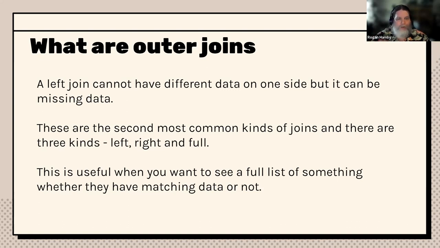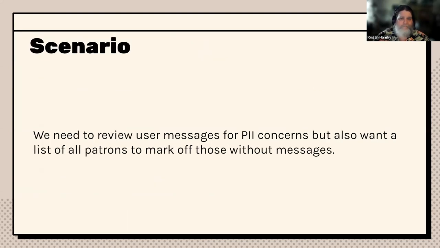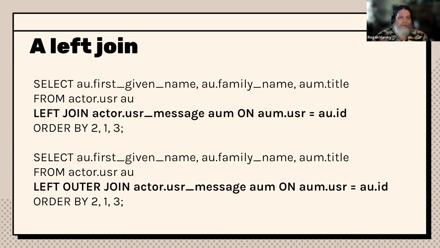So a left join is different from an inner join in that the data can be different on one side, but only different in being missing and being that null value. So let's talk about a scenario. We want to review user messages for personally identifiable information concerns, but also want a list of all patrons to mark off that don't have messages. So we're reviewing messages again here. And here's the query. Now, in a production database of any size, this is going to give you a ton of results, but for a small system, it's pretty manageable.